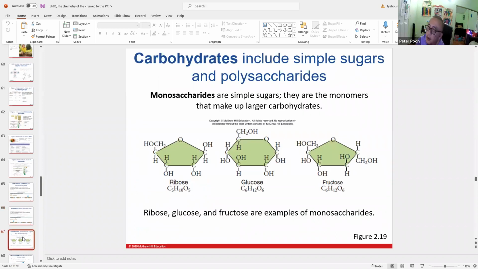So one of the 4 types of biologically relevant molecules is carbohydrate. Carbohydrate is exactly what it sounds like: carbohydrates have carbon and water. So their formula will be CH2O to the nth power. For example, C5H10O5, C6H12O6. So CH2O to the nth power.